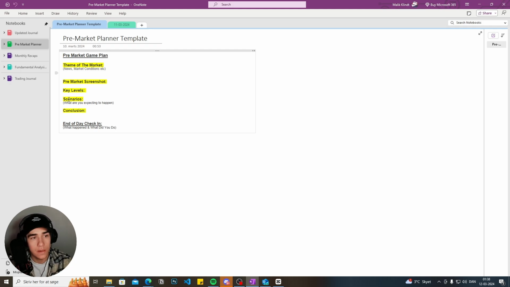Write it down here. Scenarios. What are you expecting to happen? So let's say that the fair value gap that I wrote down on my key levels, I am expecting that we hit that and then go lower, whatever it might be. I will show an example right after this. Then a conclusion, and then an end of day check-in. What happened and what did you do?